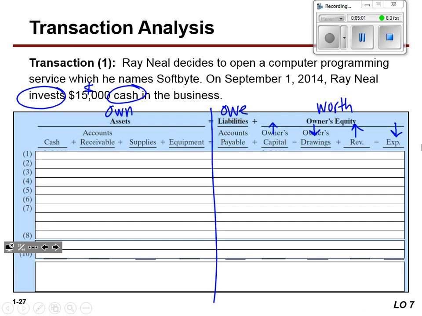So let's go. Ray Neal, some guy, decides that he's going to open a computer programming company and take money out of his pocket and put it into his business. So you're going to see cash go up and his owner's capital go up because he's investing in his business.